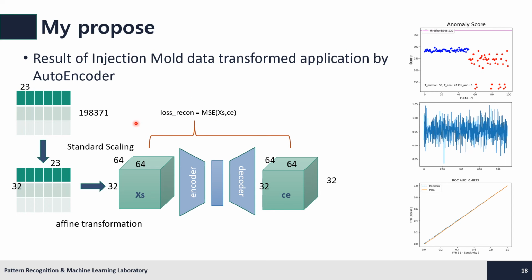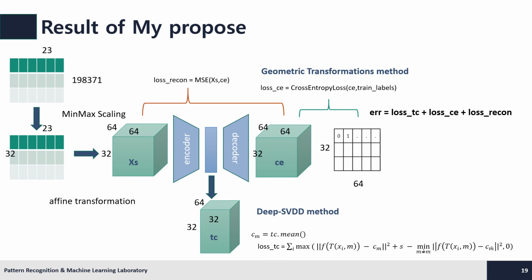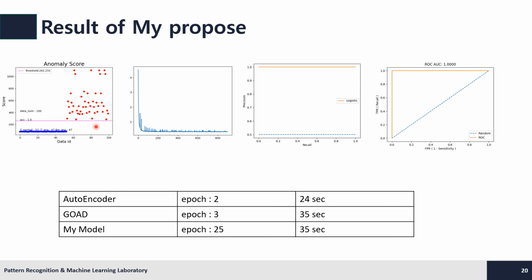This time I applied the transformed data to the autoencoder. Loss failed to converge to near zero. Therefore, the model I designed didn't produce good performance either. It took much longer for the test dataset F1 score to reach 1 than for the existing GOAD method, and it took longer to train per batch size than the autoencoder.